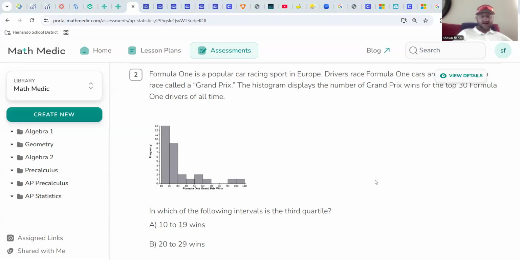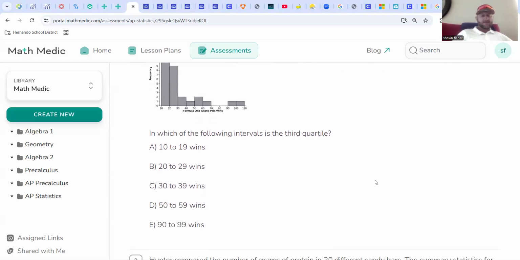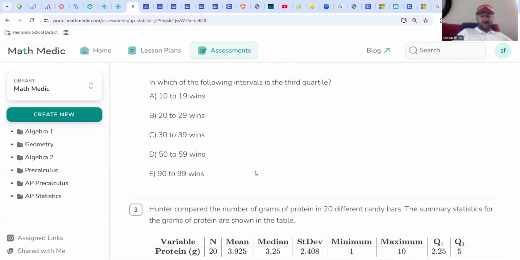So let's see. Do we got a 30 through? Yeah, we got letter C as our answer. From 30 to 39, that's what the third quartile falls within. There we go. All right. Hopefully you understood that. Good.